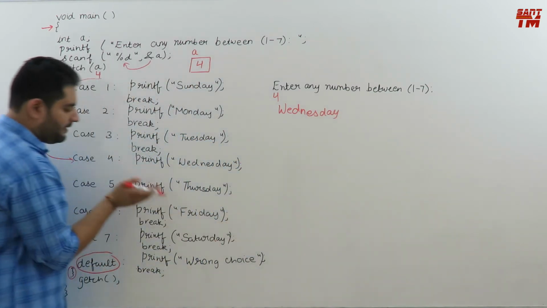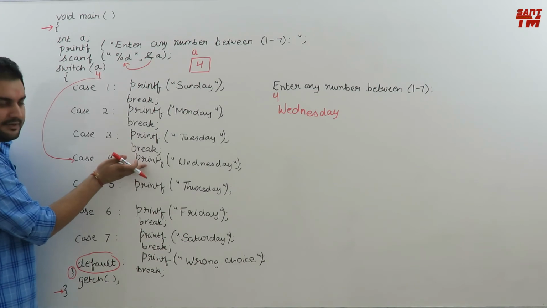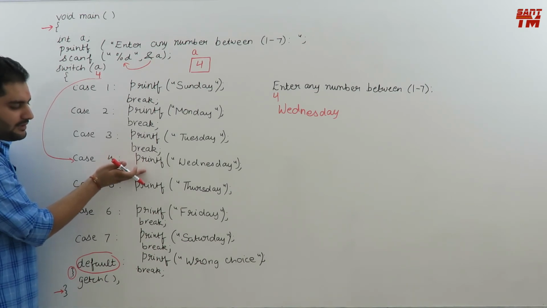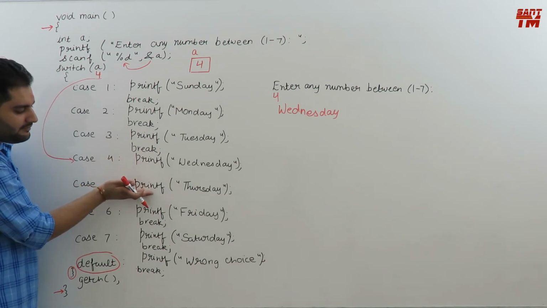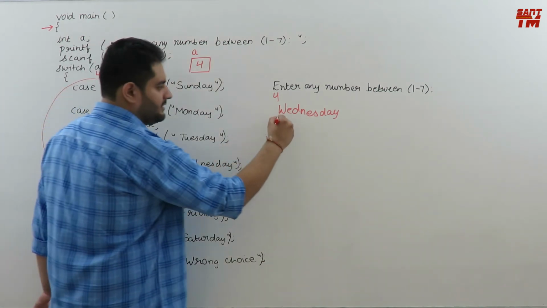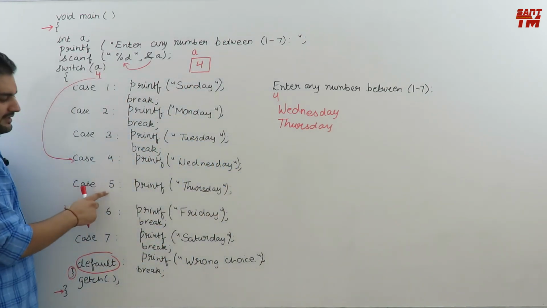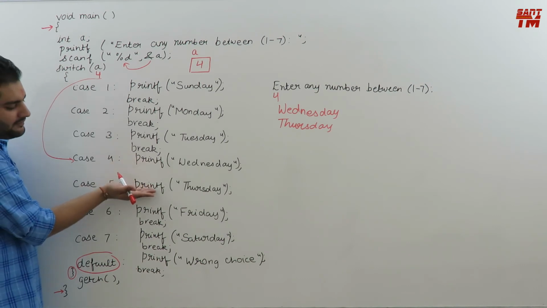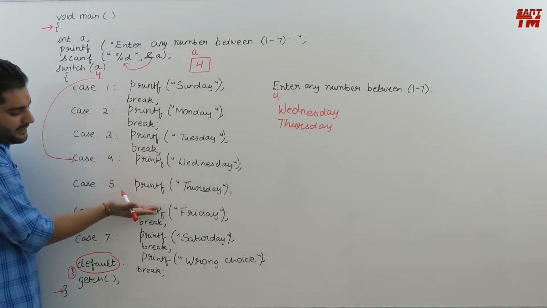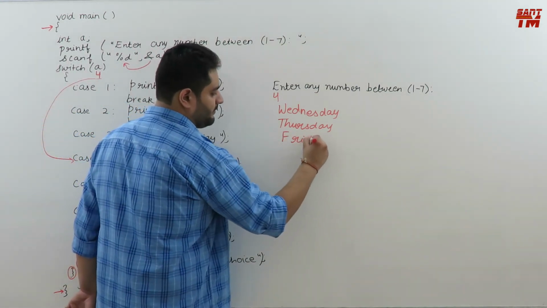Then after this printf statement, there is no break. When there is no break, sequentially the program will start executing. After printf Wednesday, it will find printf Thursday, so Thursday will be printed. Even if the case for Thursday did not match, it is printed. Why? Because there is no break in between. Then after printf Thursday there is no break in between, so printf Friday will also get printed.